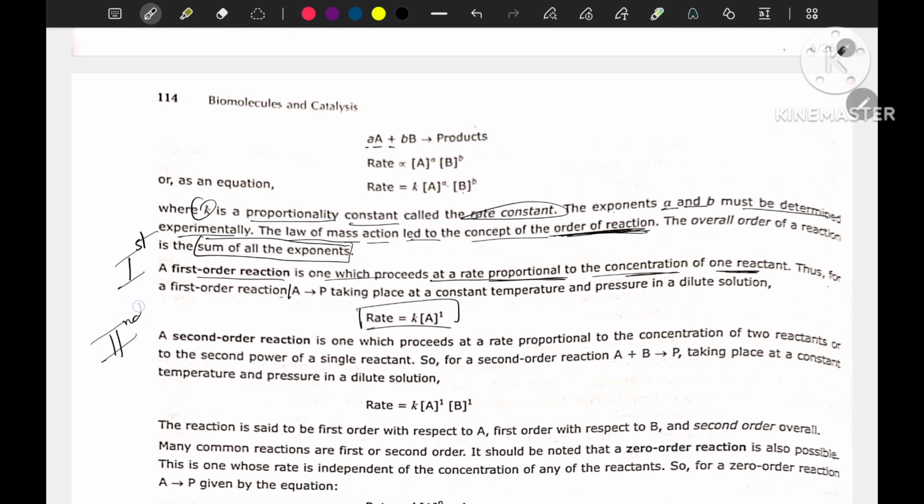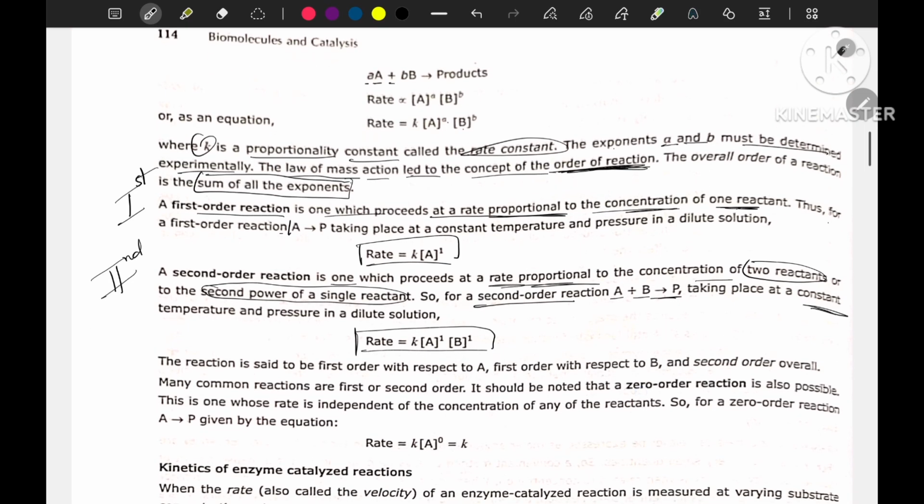A second order reaction is one which proceeds at a rate proportional to the concentration of two reactants, or the second power of a single reactant. Thus, for the second order reaction A plus B to P taking place at constant temperature and pressure in a dilute solution, rate is equal to k[A]^1[B]^1. The reaction is said to be first order with respect to A, first order with respect to B, and second order overall. Many common reactions are first or second order.